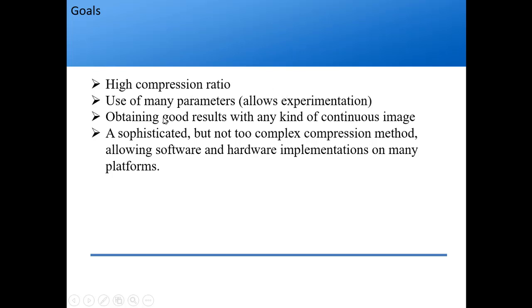Then we say obtaining good results with any kind of continuous image. That is, continuous tone image only we are talking about. So the goal is to obtain good results with a continuous image. Then we want a sophisticated but not too complex compression method. Why? Because we want to allow software and hardware implementations on many platforms. Means, for example, JPEG should be supported in Windows as well as Apple software, and that is what we mean by many software and hardware platforms.